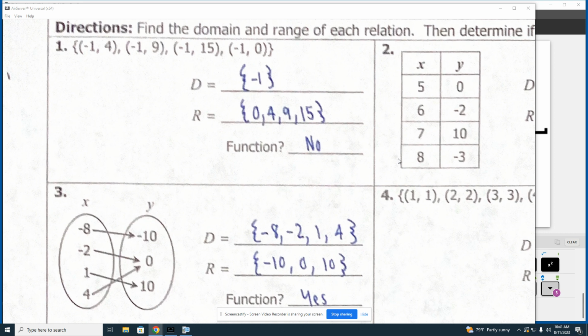So if you look at number 1, it was not a function because the only value of x we had was, I'm sorry, negative 1. Negative 1 cannot give you all these different values of y and still be a function. So it's no. Number 3 was a function because if you look at this mapping, every x value only has one thing that it's pointing to. So therefore, absolutely a function.